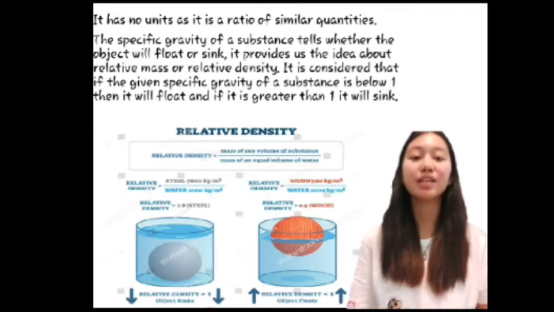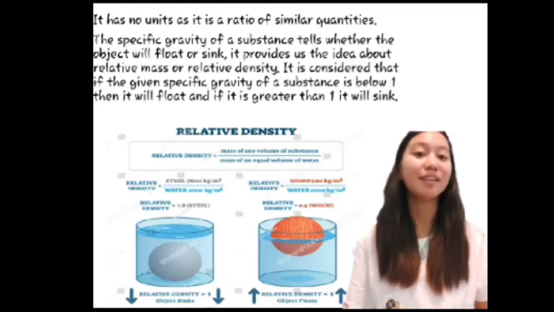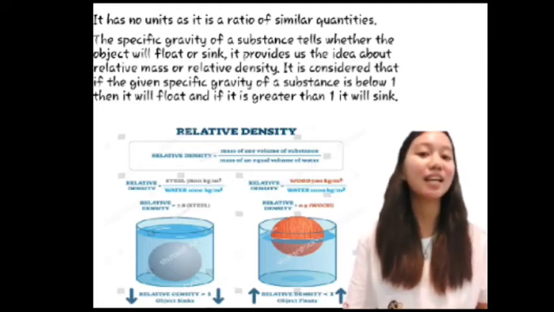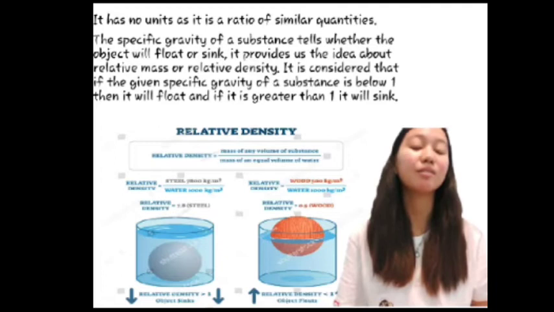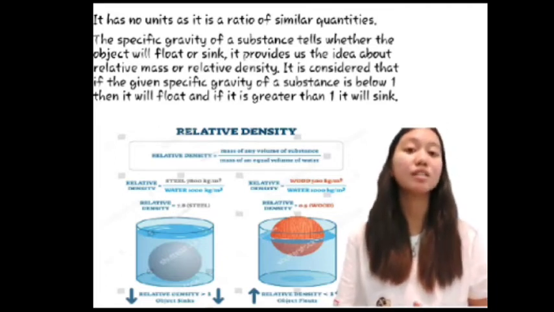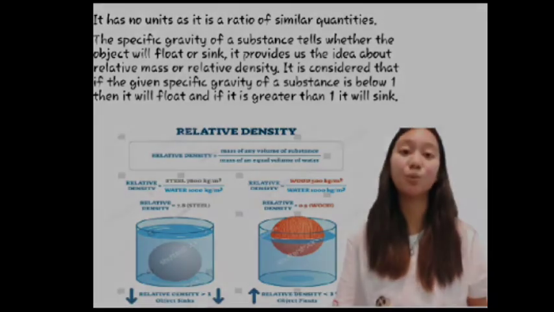The specific gravity of a substance tells whether the object will float or sink. It provides us the idea about relative mass or relative density. It is considered that if the given specific gravity of a substance is below 1, then it will float, and if it is greater than 1, it will sink. Based on the picture below, on the left side we have steel, and on the right side we have wood. Comparing the two objects, the steel has 7.8 relative density, while the wood has only 0.5 relative density. Therefore, the steel sinks in the water, whereas the wood floats.